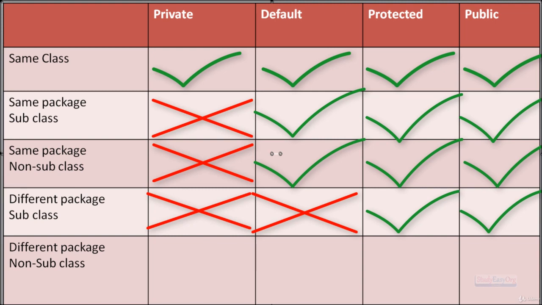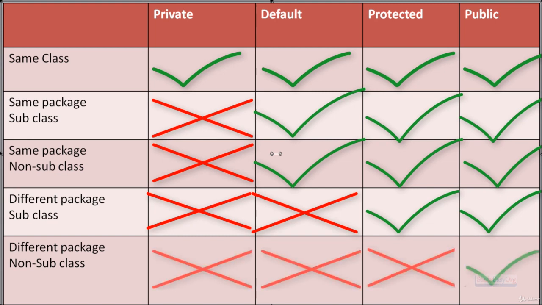Alright, now moving forward, let us check the scenario where we have different packages, non-subclass. Now when it comes to this scenario, different package non-subclass, there is no connection between both the classes. As a result, only the public access modifier will provide the access. None of the other access modifiers will provide access.